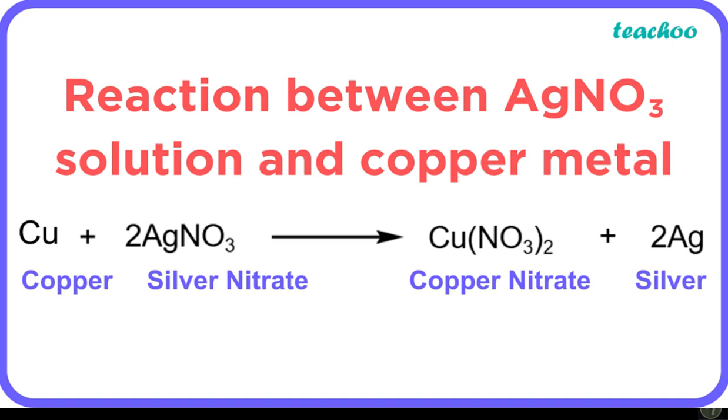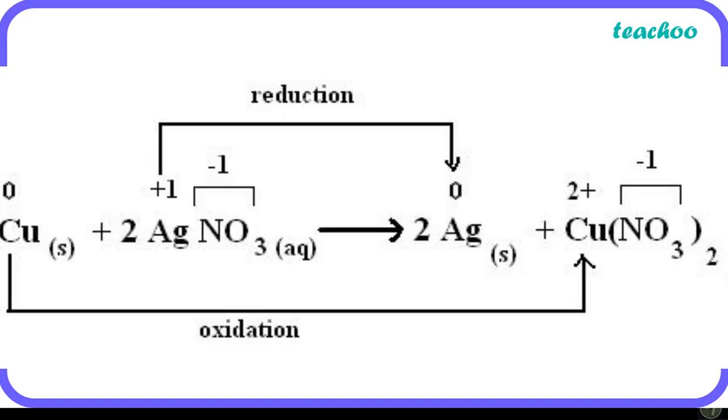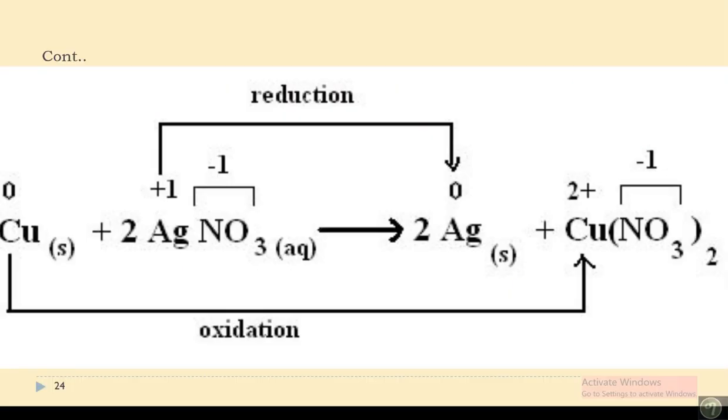But the oxidation state in the product side, copper ላይ ስንመለከት copper nitrate in aqueous. So in aqueous ስለሆነ ዲሶሲየት ያደርጋል። copper 2+ plus 2NO3 minus ይሆናል. So the oxidation state of copper is increased from 0 to +2. So we say copper is oxidized.